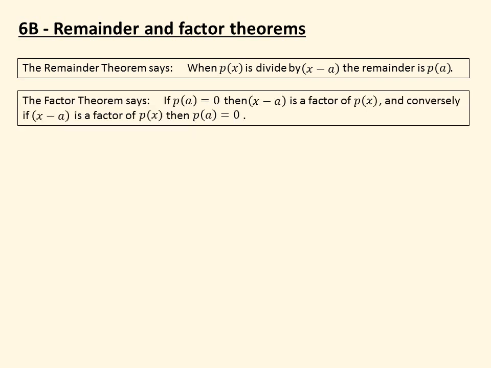The second theorem is the factor theorem. This is a special case of the remainder theorem. This is where there is no remainder. This is telling us that if we evaluate a polynomial at a point a and we get the value 0 out, this tells us that x minus a is a factor of that polynomial. And this works the other way around as well. If we know that x minus a is a factor, then we know if we evaluate the polynomial at a, the answer should be 0.